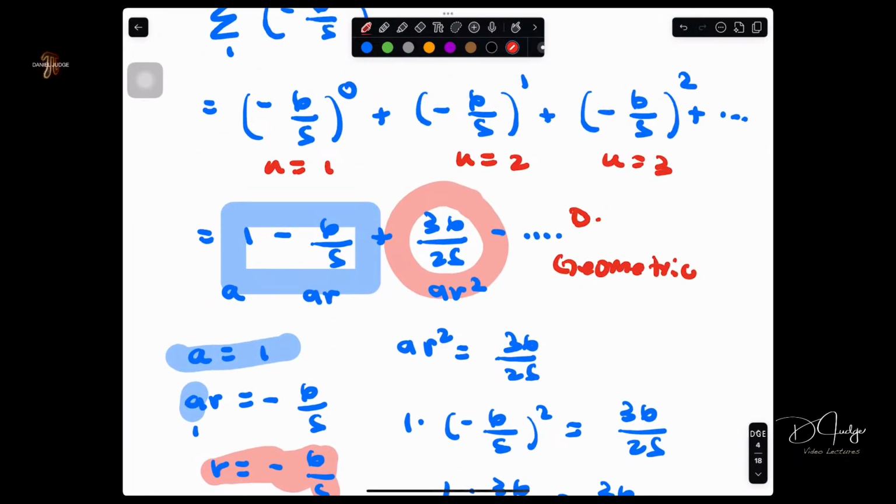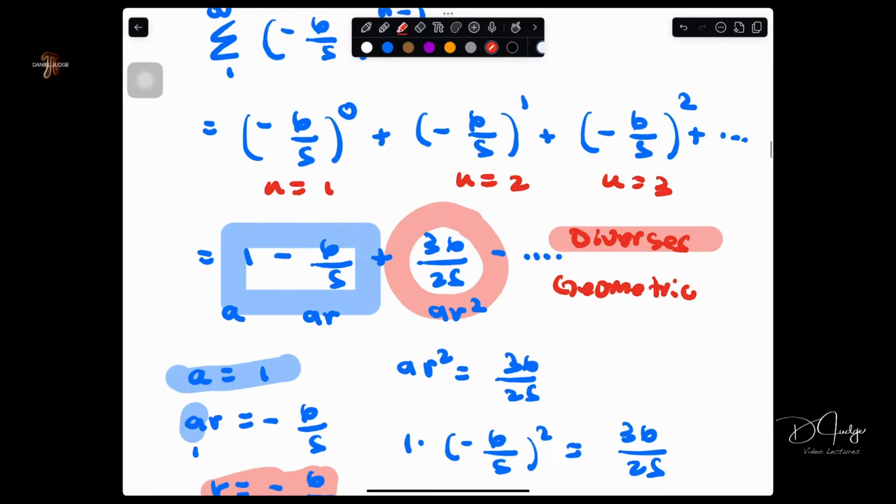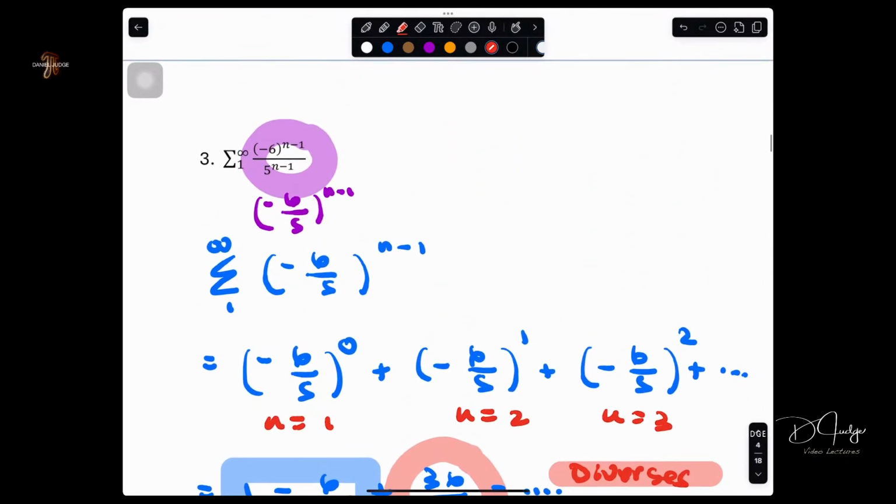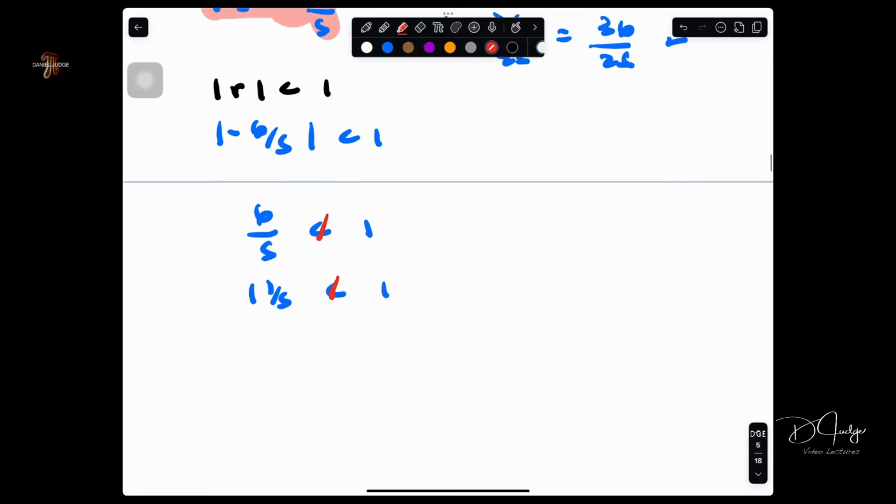So this is a divergent, this diverges geometric series. We only have convergence if the absolute value of r is smaller than 1. So this diverges. All right.